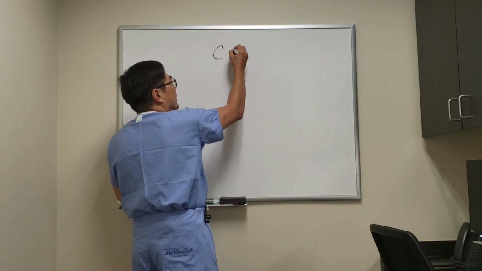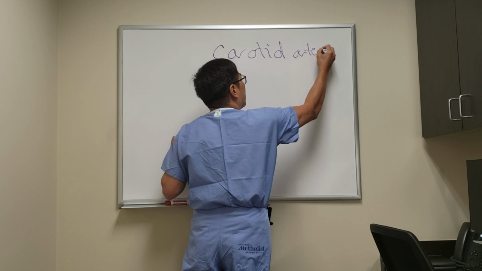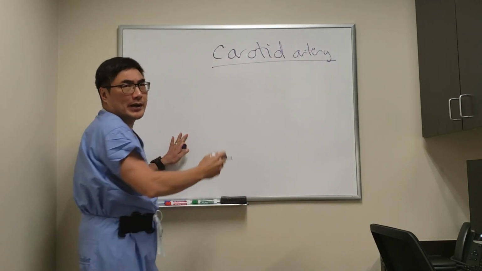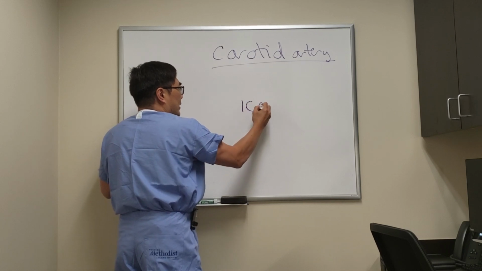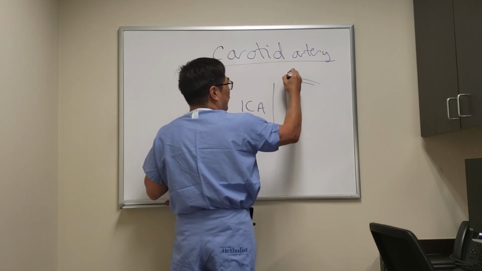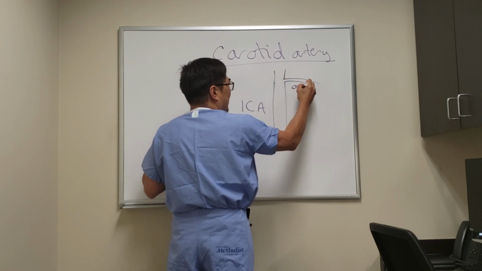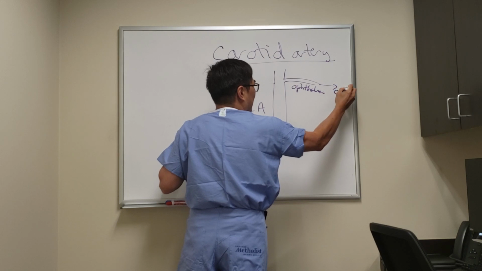So what I want to talk today about is the carotid artery. And in neuro-ophthalmology, there's some things we need to know about the carotid. So obviously the internal carotid artery is the main artery that we are dealing with in ophthalmology. The first intracranial branch is the ophthalmic, and then that artery becomes the central retinal artery.